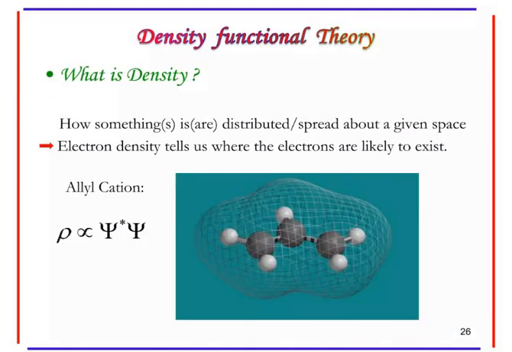Now, density functional theory. What is density? It is how something is distributed about a given space. Electron density tells us where the electrons are likely to exist. So for the allyl cation, you can see density is directly proportional to psi star and psi.